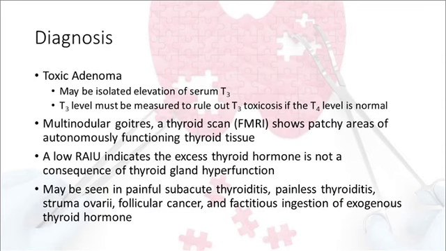Ultimately, the diagnosis of a toxic adenoma itself may be isolated by evaluation of the serum T3 levels. T3 levels must be measured to rule out T3 toxicosis if the T4 levels are normal. Multinodular goiters require a thyroid scan or functional MRI scan, which will show patchy areas of autonomously functioning thyroid tissue. A low radioactive iodine uptake indicates excessive thyroid hormone that is not a consequence of thyroid gland hyperfunction.